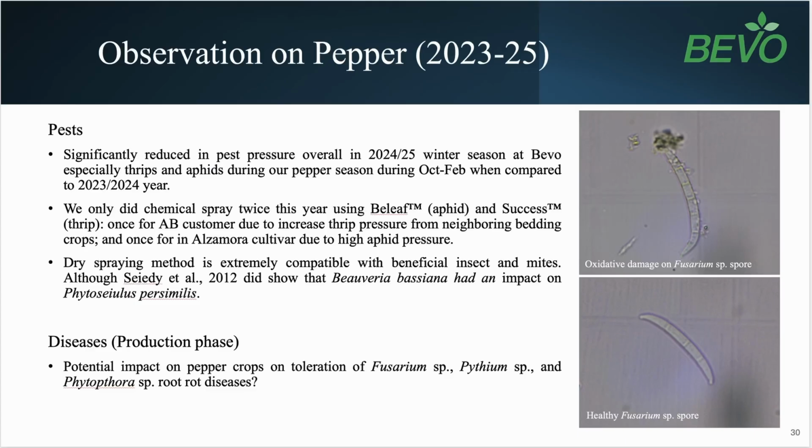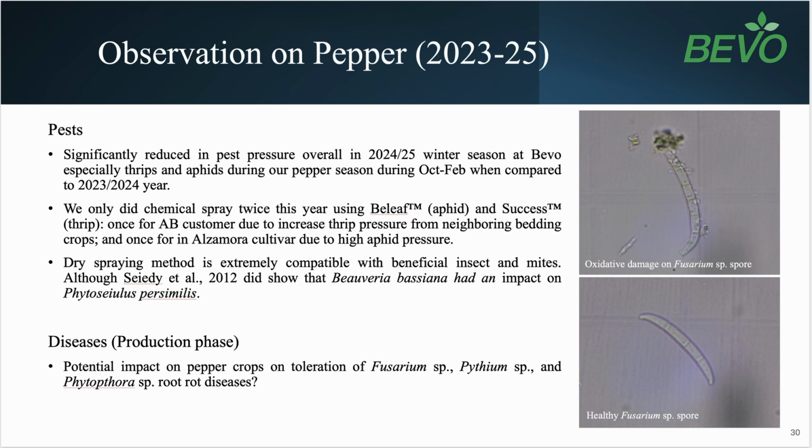So, observations on pepper 2023 to 2025. From a pest perspective, we see significantly reduced pest pressure overall in the 2024 and 2025 winter season at BEVO, especially thrips and aphids during the pepper crop season. In October and February, we compare to before.